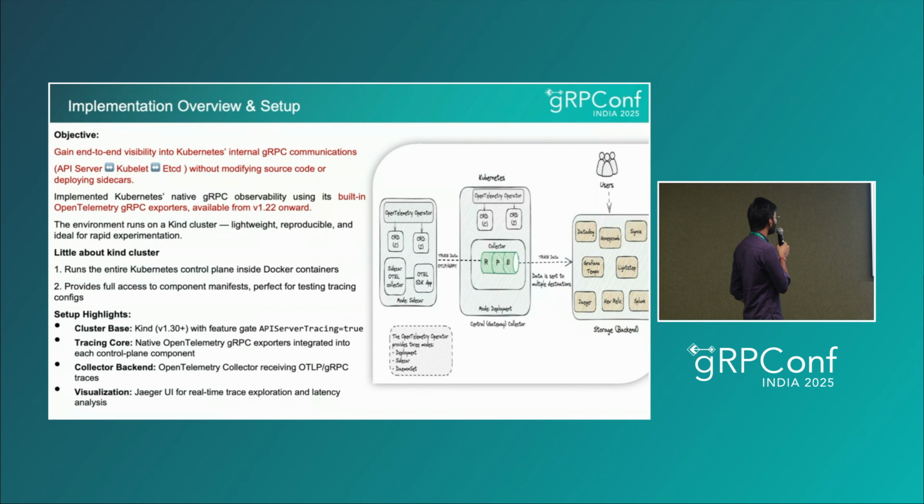If you want to deep dive into kind clusters, basically the entire Kubernetes control plane runs inside a Docker container, which gives us full access to the component manifest files. So you can directly change those component files as per your use case. And how can you do that? By going inside the Docker container using the docker exec command. Now coming to the setup highlights, we have chosen Kubernetes version 1.30 for the demonstration. And as discussed earlier, for the tracing we are using the native OpenTelemetry gRPC exporter. For collecting these spans, we are using the OTel collector backend, run as a pod in the Kubernetes cluster, and the Jaeger UI for the visualization part.